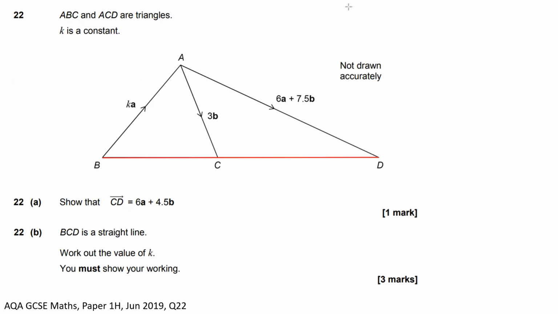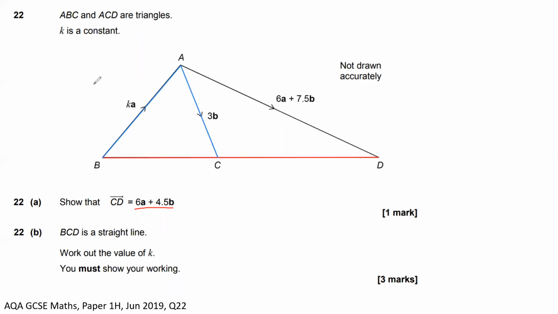So to go about this, we know what C to D is. We know that C to D is 6a plus 4.5b. But at the moment, we don't know what B to C is. So let's look at working that out first. As I said before, we don't necessarily have to go the most straightforward route. We don't know what B to C is, but we do know what B to A and then from A to C is.